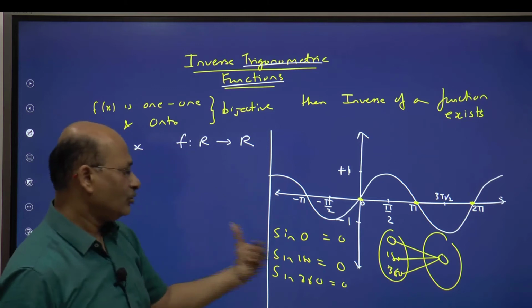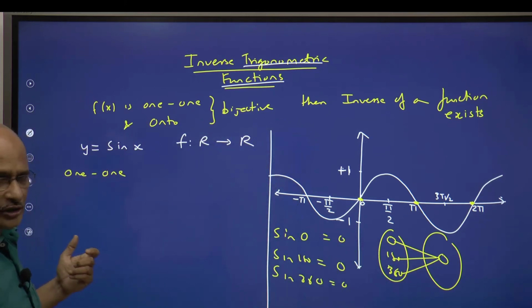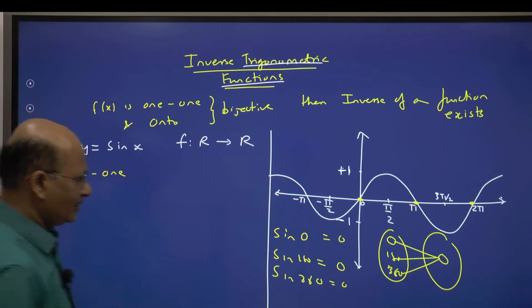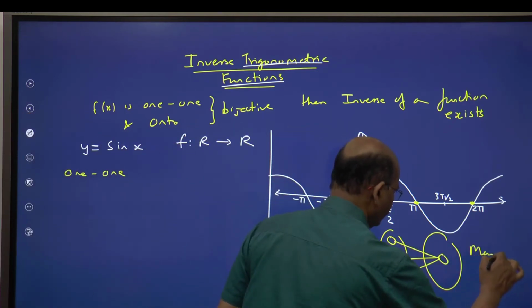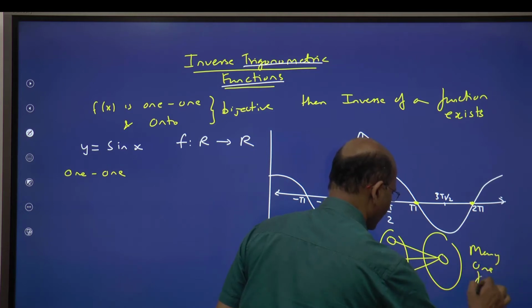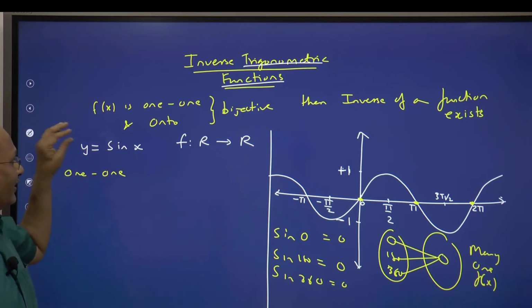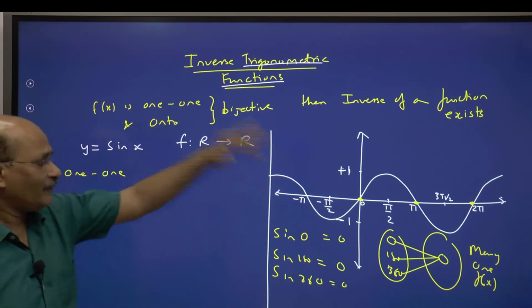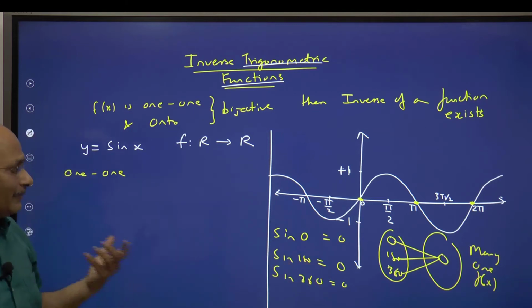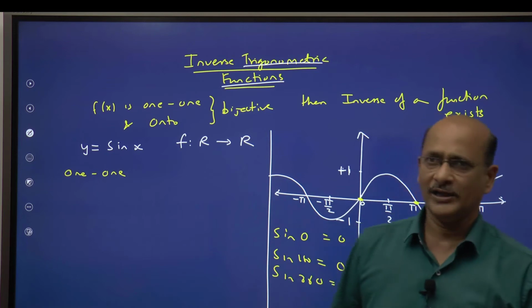So what I am trying to tell you is that when I talk about a trigonometric function, in this case it is nothing but a many-one function. Agree? So you must say, if the trigonometric function is many-one, I repeat my word, if the trigonometric function is many-one, then how can the inverse of a trigonometric function exist?